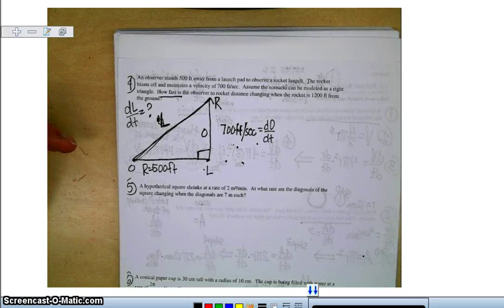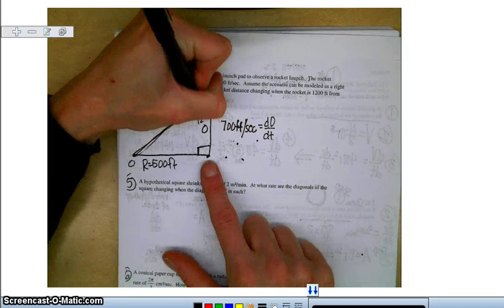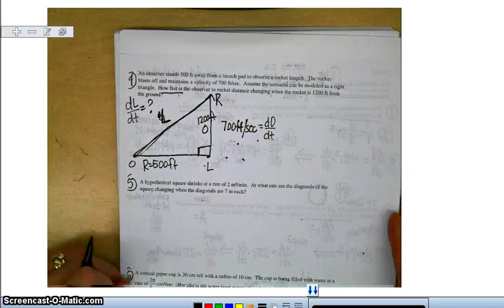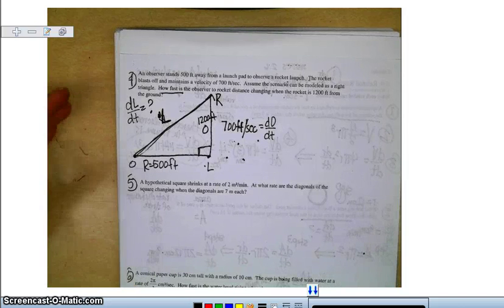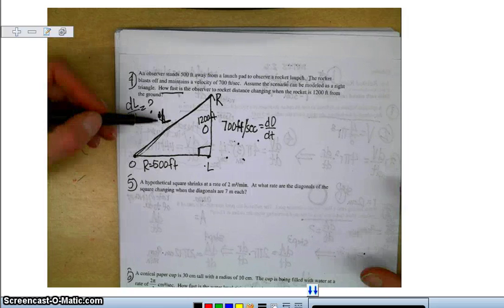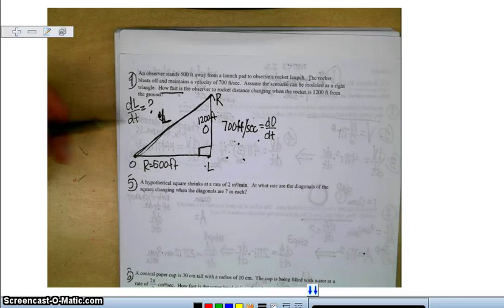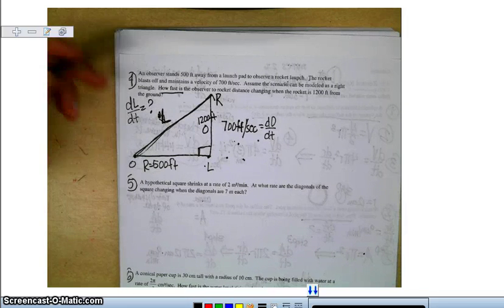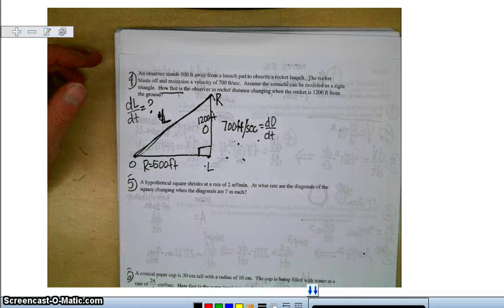Okay, so do I know anything else? When the rocket is at 1200, where does that go? That's O, good. So O is 1200. Okay, so there's only one thing we don't know. What's that? Well, no, I don't know L either. Don't I need to know L? I probably do. How do you find L?